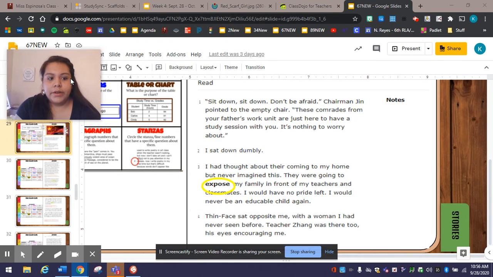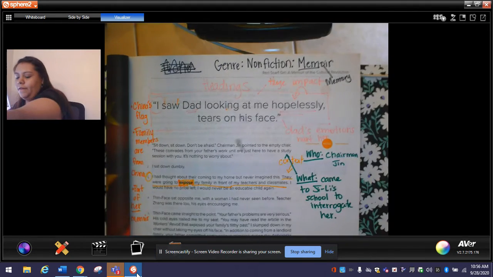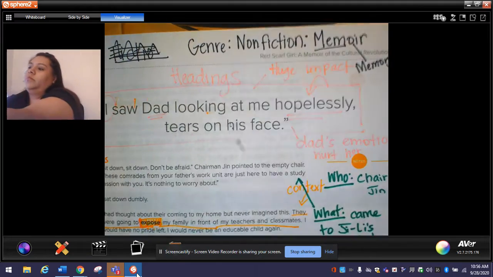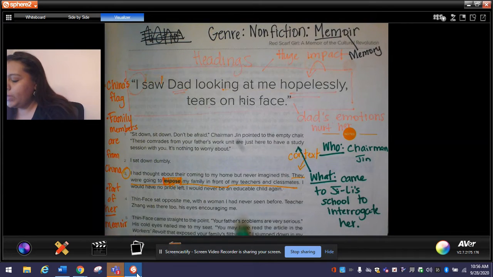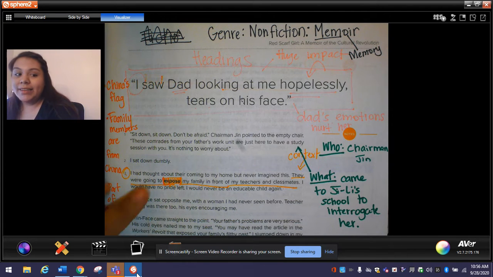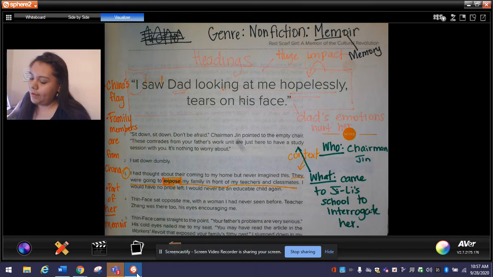So let me move myself over here. If I look at my very first paragraph: Sit down, don't be afraid. Chairman Jin pointed to the empty chair. These comrades from your father's work unit are just here to have a study session with you. It's nothing to worry about. I sat down dumbly. I had thought about their coming to my home, but never imagined this. They were going to expose my family in front of my teachers and classmates. I would have no pride left. I would never be an educable child again.